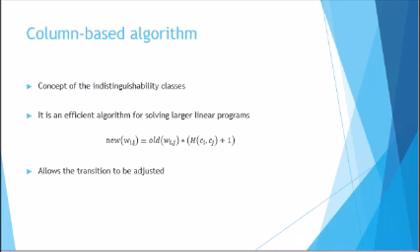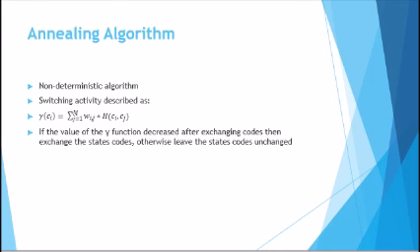Column-based algorithm is based on the concept of the indistinguishability classes. Two states having the same partial code are said to belong to the same indistinguishability class. Annealing algorithm is a non-deterministic algorithm, which means that even for the same input, it may have a different output. There is no consistency with the algorithm. It uses, described below, the function gamma, which describes the switching activity that occurs, which is connected with the state code, which is described as CI.